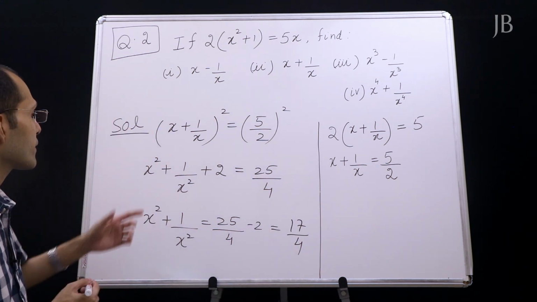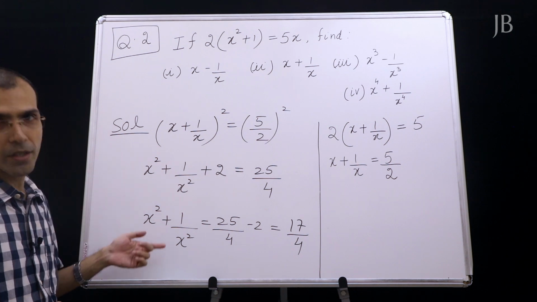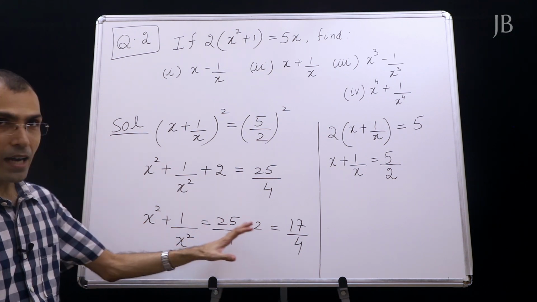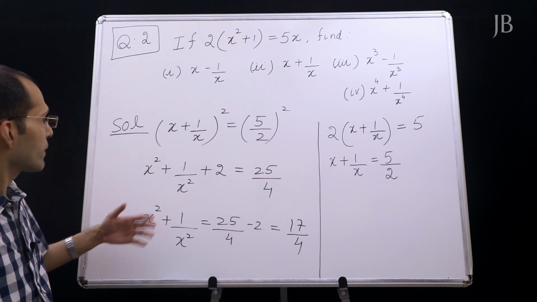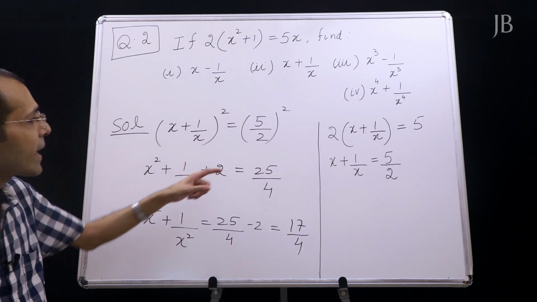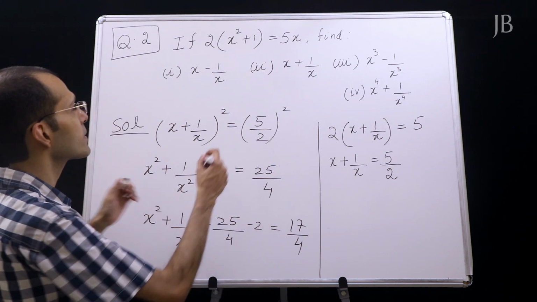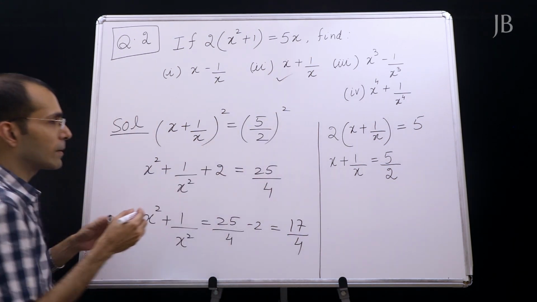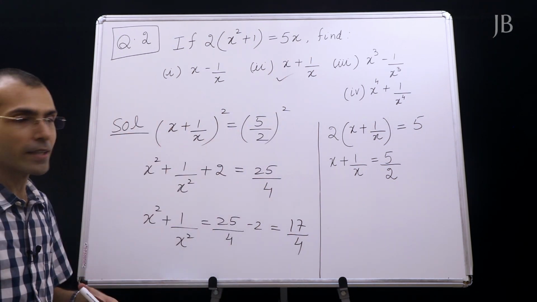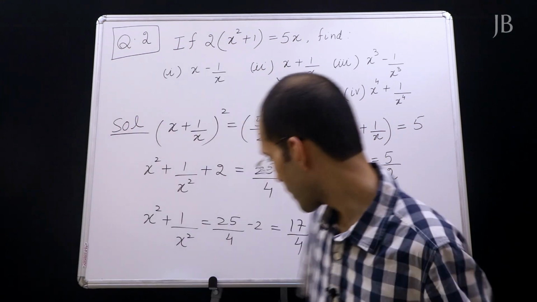This is the value of x square plus 1 upon x square, which is not asked. Is it asked here? No. But we will require it somewhere. And x plus 1 upon x was asked in the second part. So this part is done now. Sometimes you may get the second part first. At times it happens. Okay.